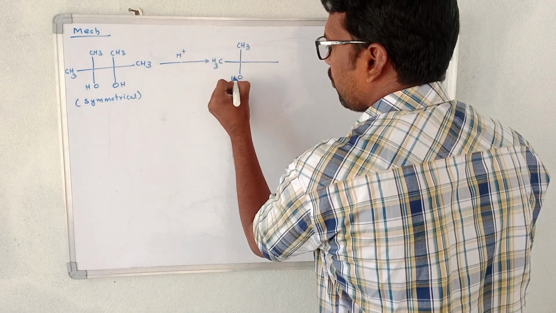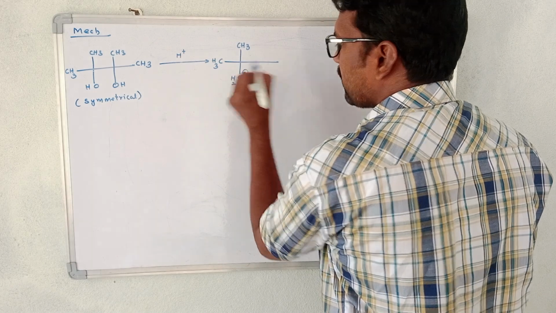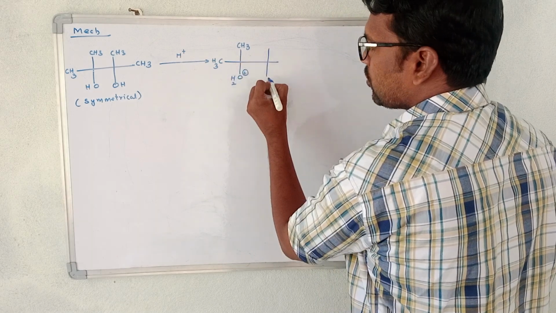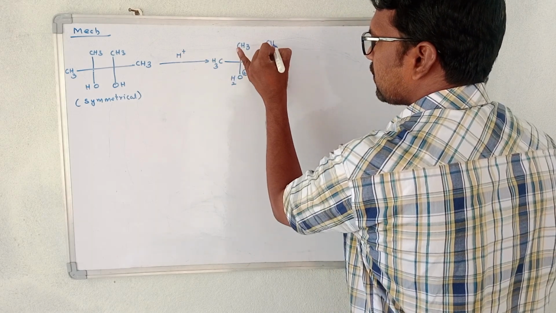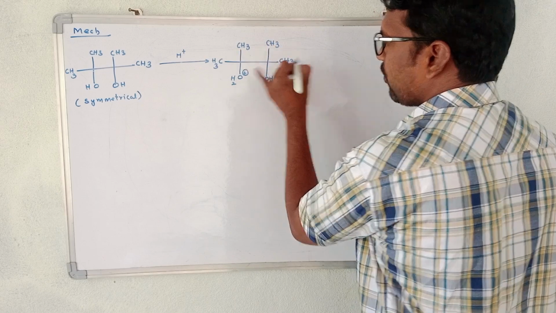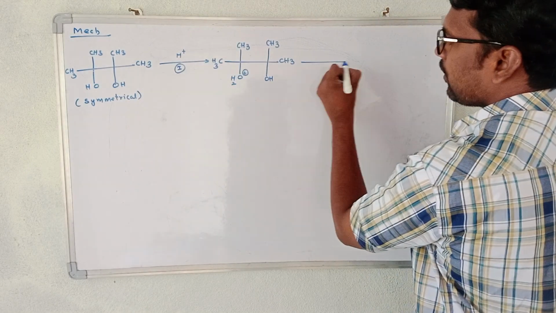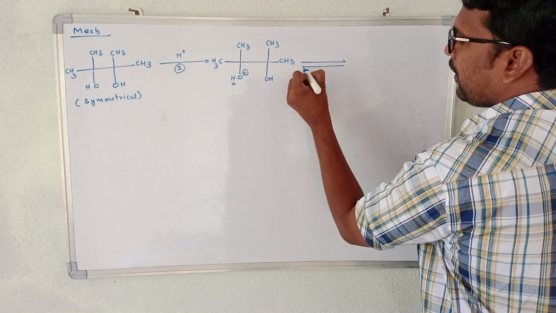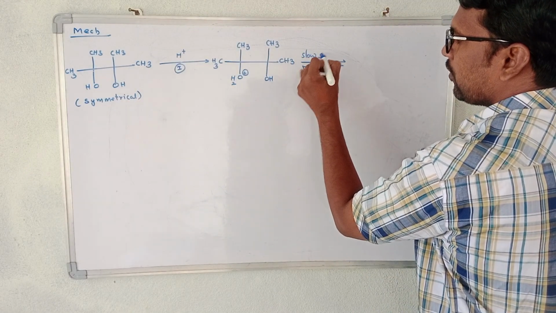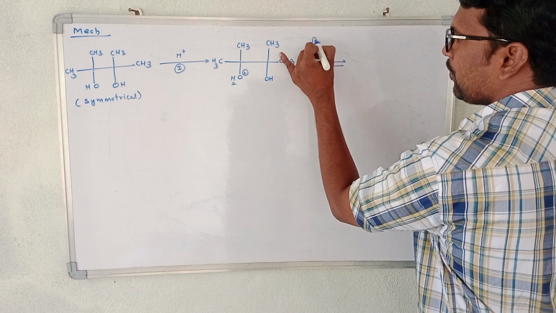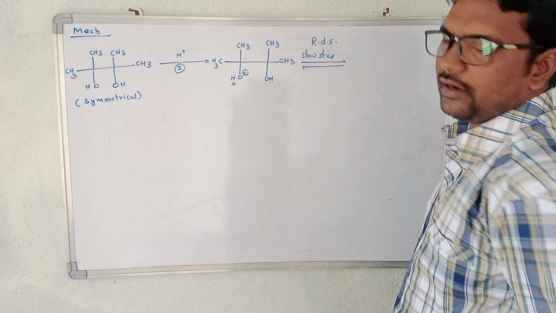Now I write here OH2. By the attack of H+, it can be changed to a positive charge. Here OH and CH3 are present as they are. It is the first step, right? Now you see the second step, it is the slow step. You remember this: the second step is the slow step. Slow step means it is the rate determining step.